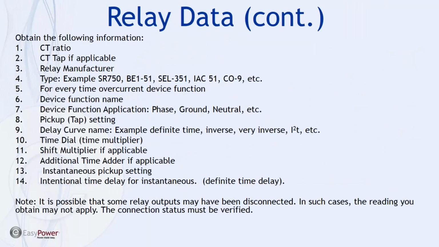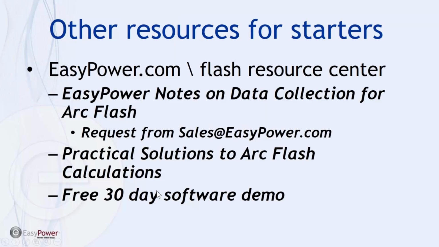So in general, you're going to be looking for the CT ratio, the tap if applicable, the manufacturer of the relay, the type, the overcurrent function, the name or type of the function, the delay curves, all the dial settings, and then any intentional delay based upon the way the system's set up as opposed to instantaneous. As you get into the tools, this will be clearer, and if you need help on any of that configuration, by all means contact tech support at EasyPower.com.